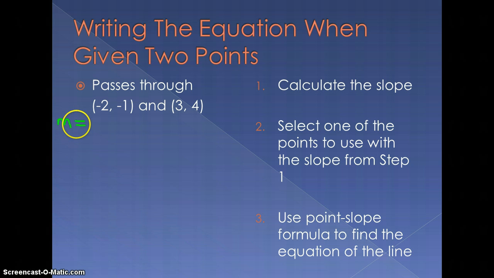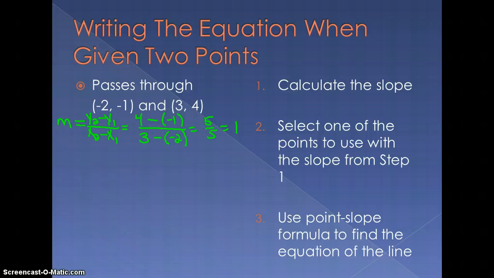Remember your slope formula, m equals y2 minus y1 over x2 minus x1. y2 is 4 minus -1, there's y1, over x2, which is 3, minus -2. So these become 5 over 5, which is the same as 1. So at this point, we have the slope and a point. We can use either point.